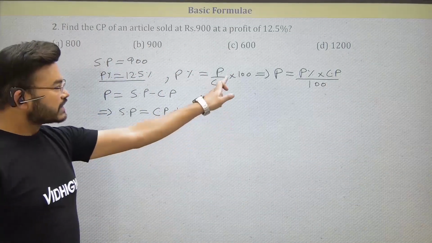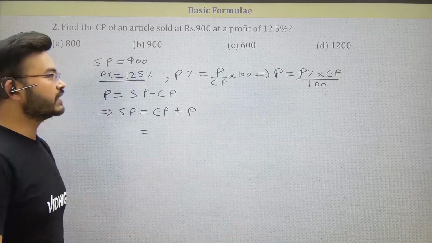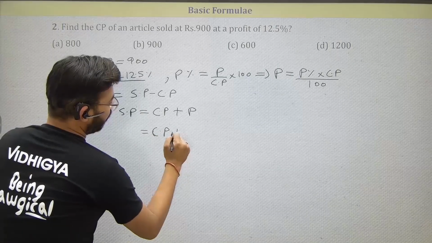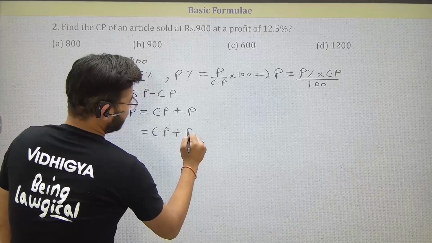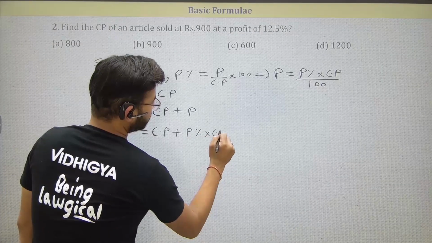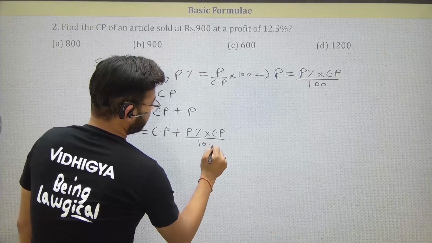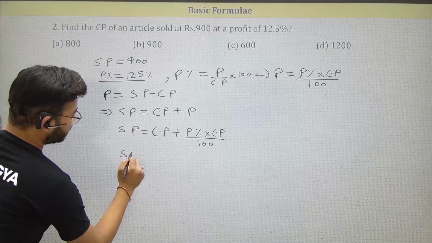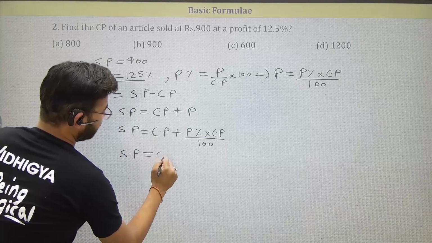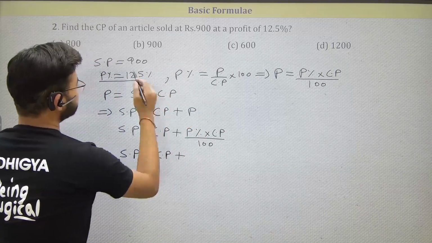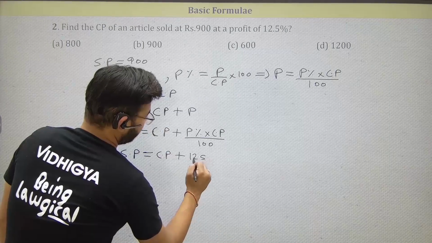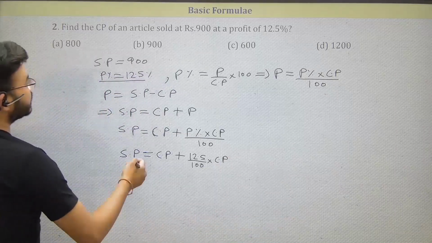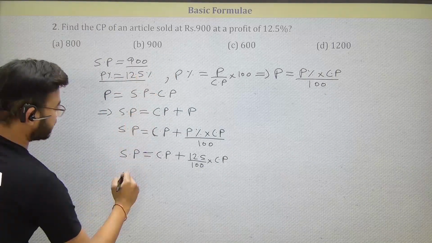Okay, so from this formula we can get the value of profit in terms of profit percent and cost price. Simply we can put this over here. So cost price plus profit, profit means profit percent into cost price upon 100, is equal to selling price. This would mean that selling price is equal to cost price plus 12.5 upon 100 into cost price, where profit percent is 12.5. The value of selling price is given to us, it is 900.